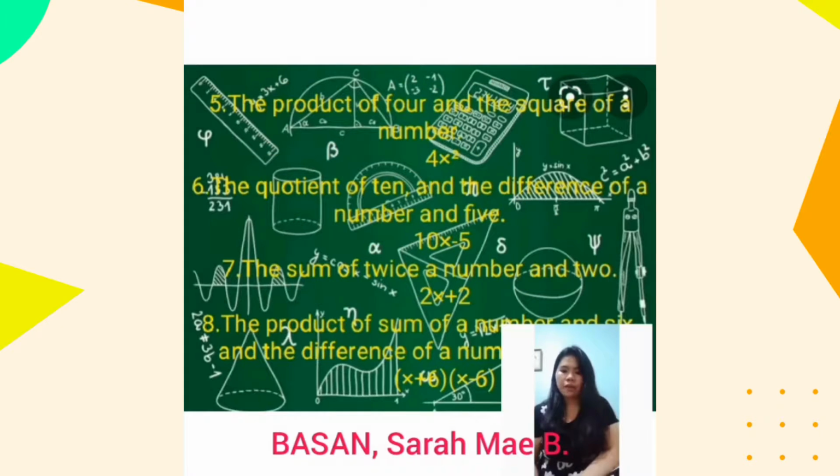Number 5, the product of 4 and the square of a number. So the first we write there is 4 and then a number squared. Number 6, the quotient of 10 and the difference of a number and 5. So the first we write is 10 and then a number and then the difference of 5.